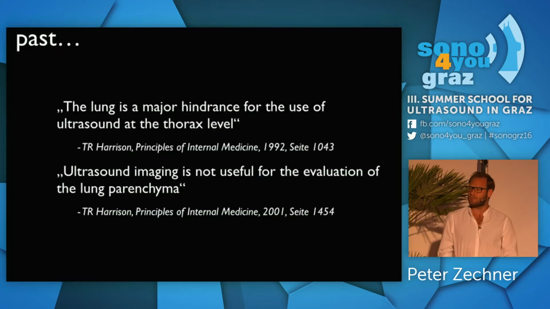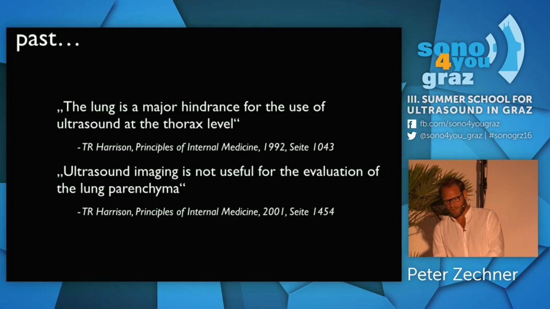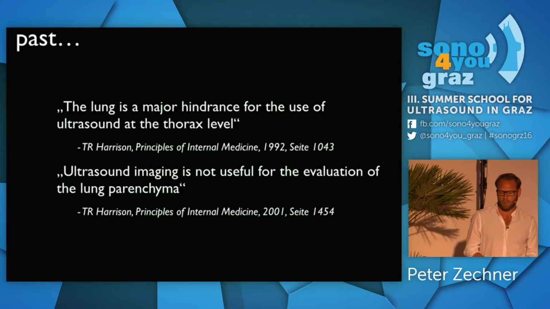If we go a little bit into the past, we can see that lung ultrasound is a pretty new tool that became more and more popular only in the last maybe 10-15 years. For example, in 2001, the big Harrison's Principles of Internal Medicine wrote that ultrasound imaging is not very useful for the evaluation of lung parenchyma. This was a result of the fact that ultrasound waves are reflected by air, and as we all know, the lung contains air, so everybody thought that ultrasound is not a good tool for pulmonary diseases.